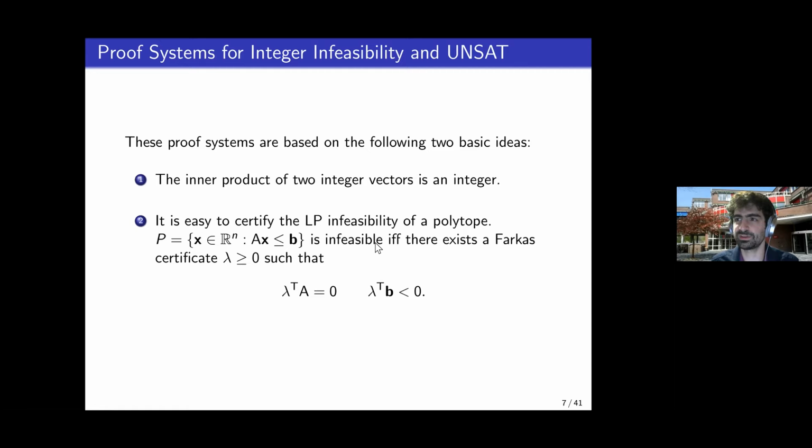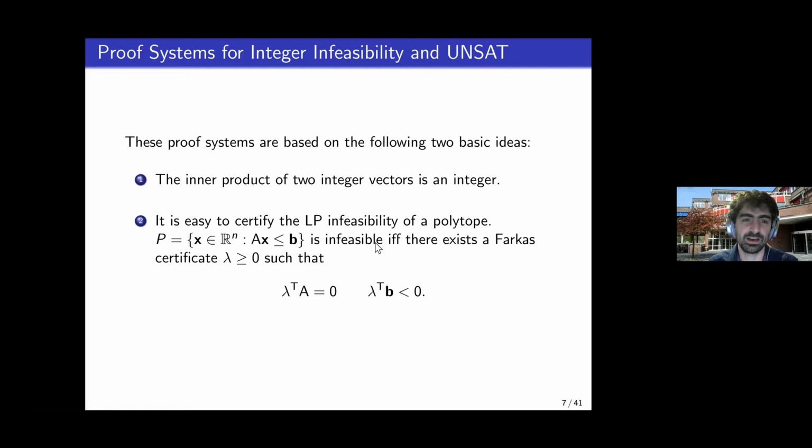So thinking slightly more from the IP viewpoint, how do these proof systems work? They're based on two very simple principles. The first is that if you take the inner product of two integer vectors, you will always get an integer output. And the second is that if you have a linear system that is infeasible over the reals, you can certify and check the infeasibility in polynomial time. There is a succinct certificate of infeasibility, which is known as a Farkas certificate.